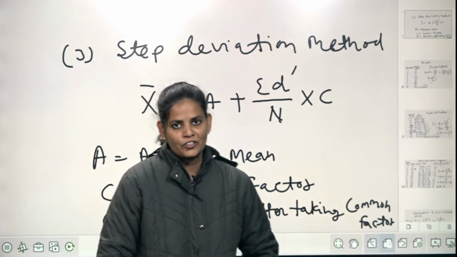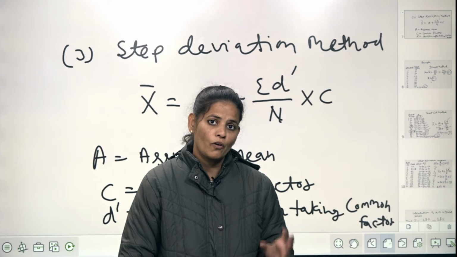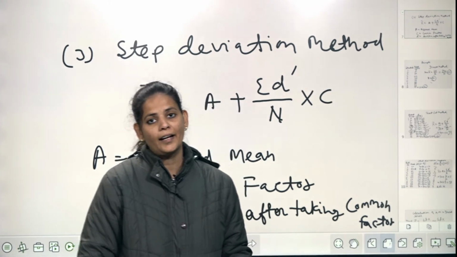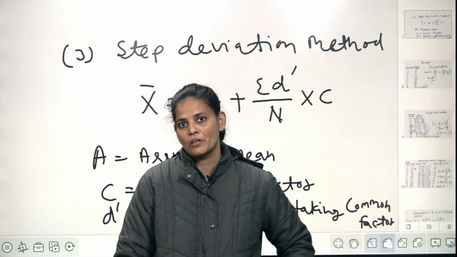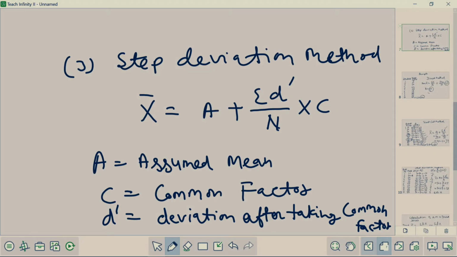In the earlier lecture we have already done the arithmetic mean, calculation of arithmetic mean with two formulas, direct method and shortcut method. Today we will do the step deviation method for individual series, right? So let us start. This is the formula for calculation of arithmetic mean according to the step deviation method.